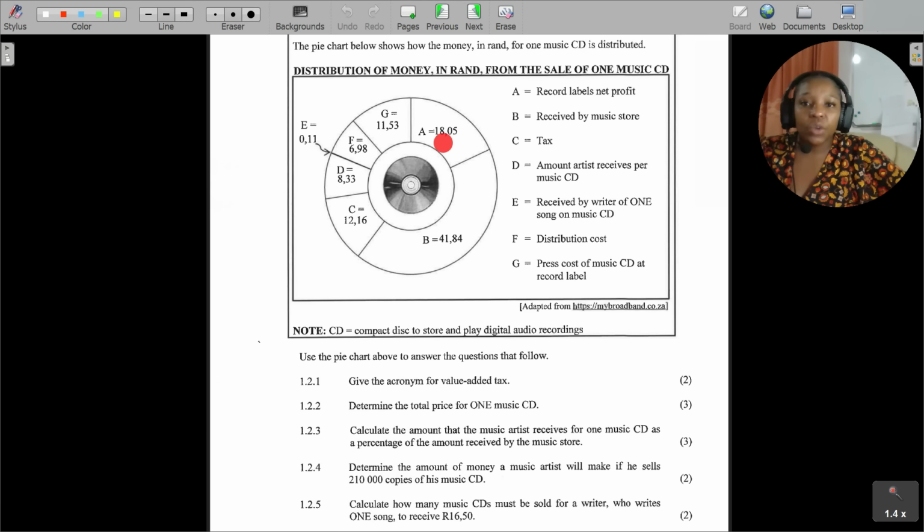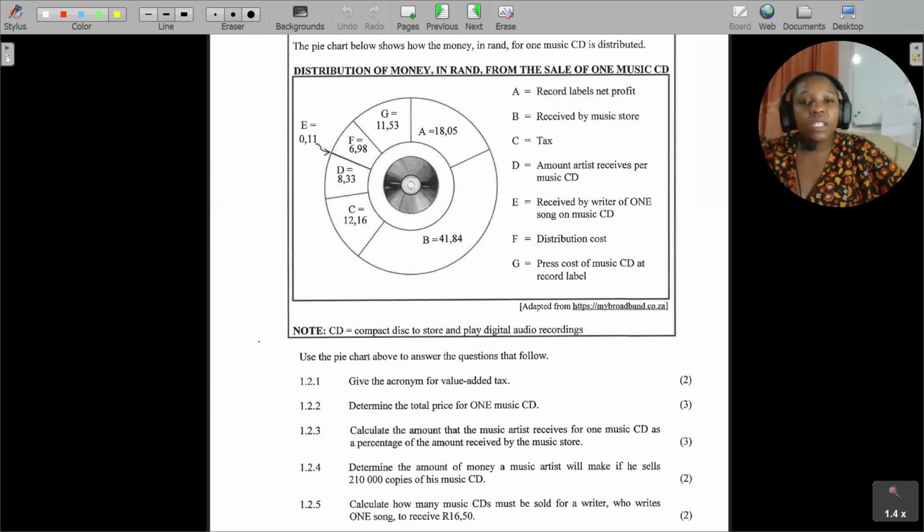Then that's your A, B, C, D, E, F, and G, and we are told what all of these letters mean. A is the record label's net profit, so the net profit that the record label makes is R18.05. B is received by the music store, so the music store gets R41.84. C is the tax, it's R12.16.